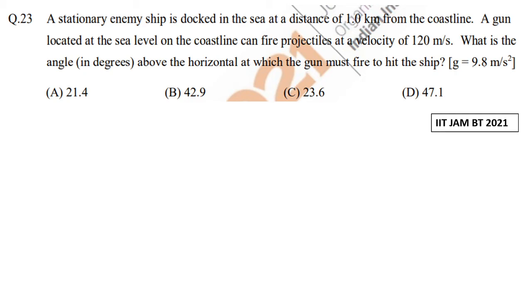km from the coastline. A gun located at the sea level on the coastline can fire projectiles at a velocity of 120 meters per second. What is the angle in degrees above the horizontal at which the gun must fire to hit the ship? Given is g equal 9.8 meter per second square. Option A is 21.4, option B is 42.9, option C is 23.6, option D is 47.1. Okay, so let's solve it.